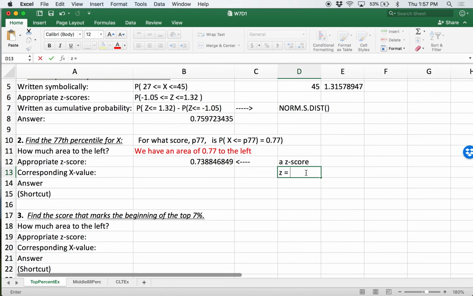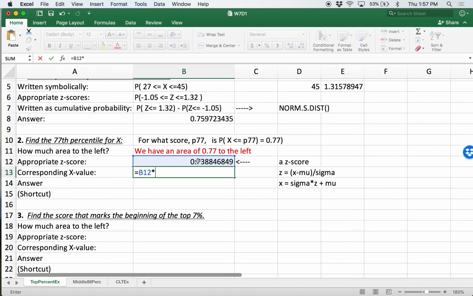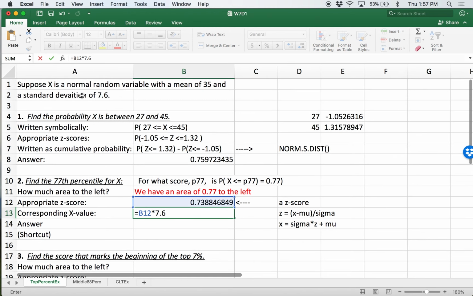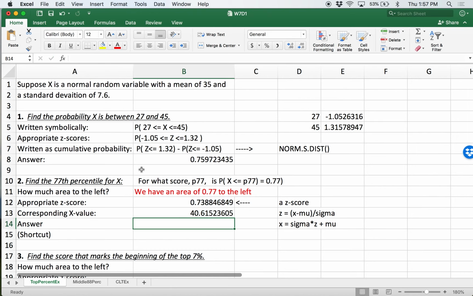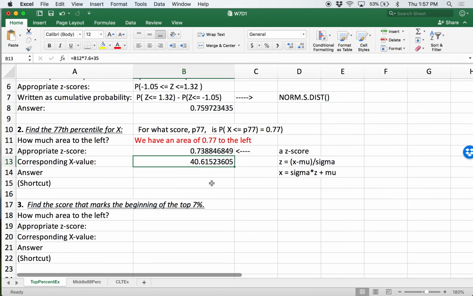Generally speaking, our formula for a z-score is z is equal to x minus your mean over your standard deviation. Now, if you solve this for x, in other words, multiply both sides by sigma, you can get the reverse formulation where if you know a z-score, you can get your actual score. And it looks like sigma times your z-score plus your mean. So to get this, all we have to do is take our z-score times our standard deviation, which from above, remember, was 7.6, and then add the mean. In this case it is 35. So this would tell us a score of 40.61.